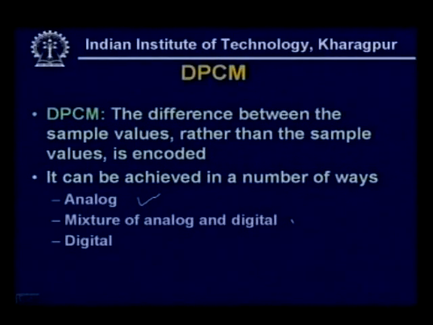Since the signals are changing slowly, the difference will have small values. So, the number of bits required will be less, and so bandwidth will be less. That is the basic idea of differential PCM. And you can use either an analog technique, or a mixture of analog and digital technique, or a purely digital technique to do this. We are not discussing the details of it, but it can be done in one of the three ways to generate differential PCM signals.